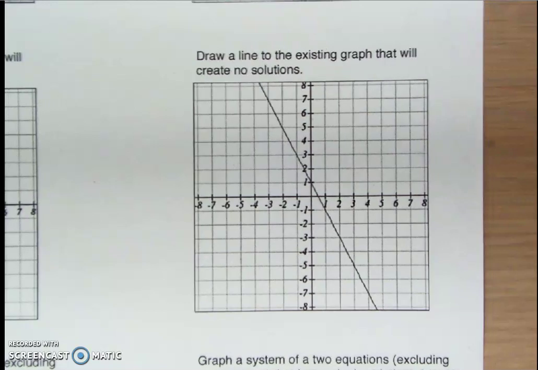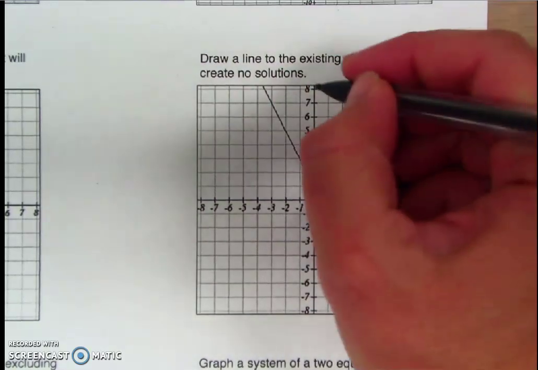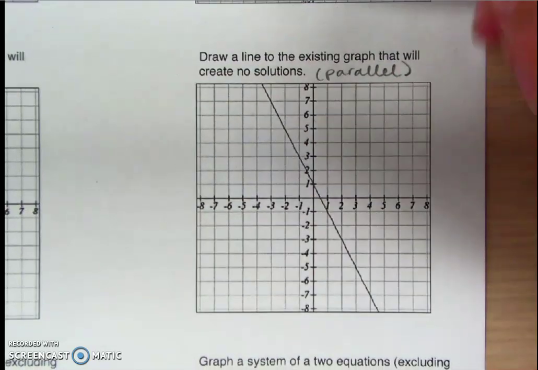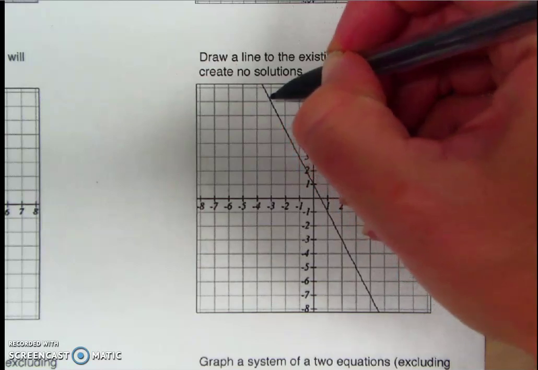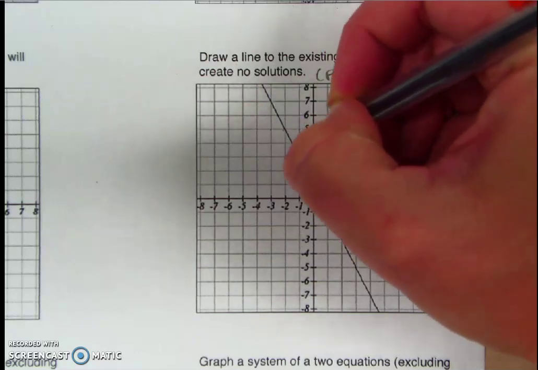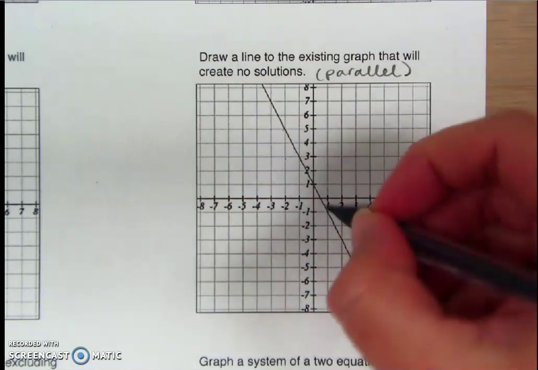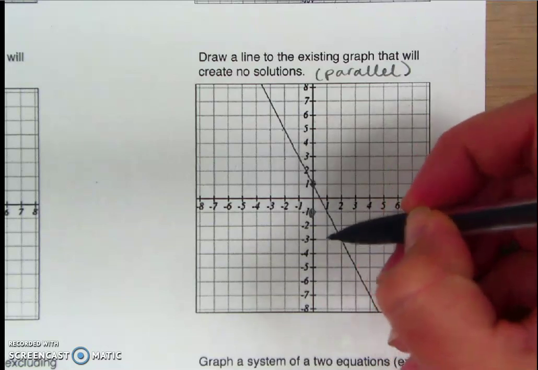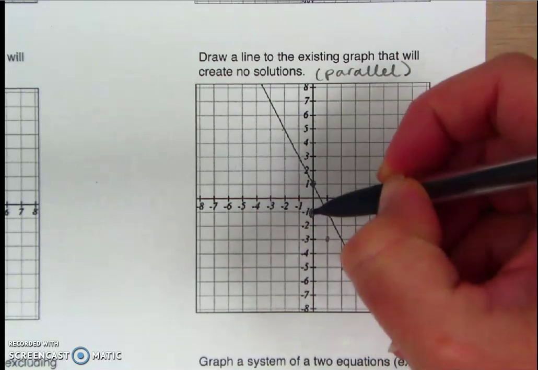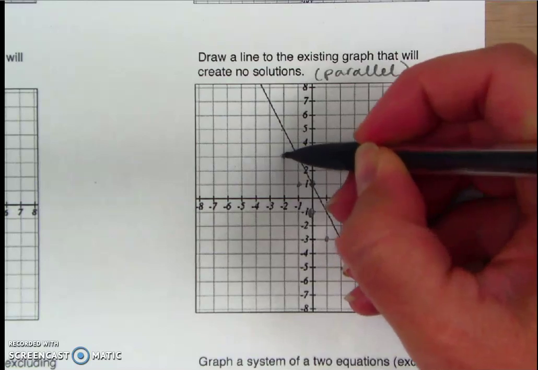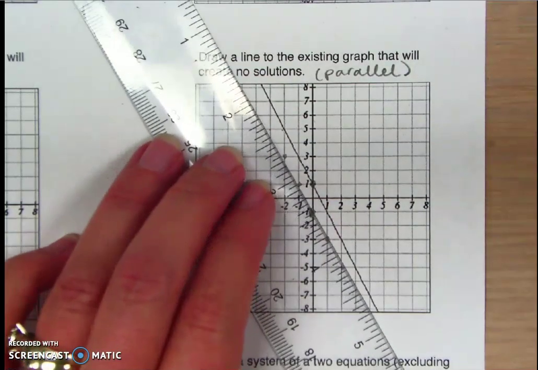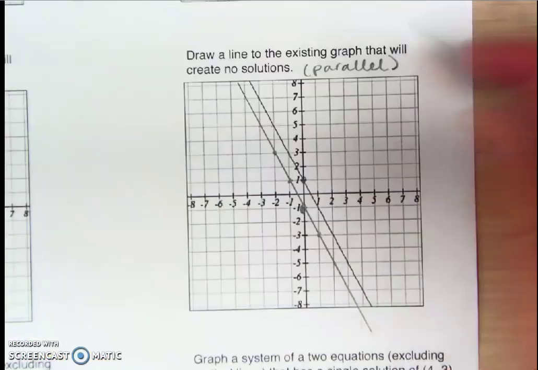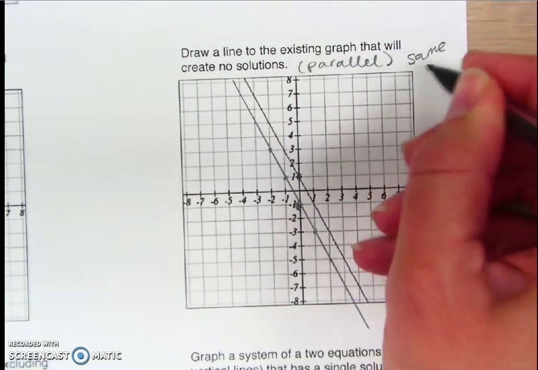Okay, what about this one? Draw a line to the existing graph to create no solutions. So these need to be parallel because remember, no solution means never ever crossing. So I just need the slope. Down 2 over 1. All right, so I need to pick another point. I'll pick one that's away from this y-intercept, and then I'll go down 2 over 1, or up 2 left 1. I picked one that was really close, but I made sure that it had the same slope. So I'm going to write that in, same slope.